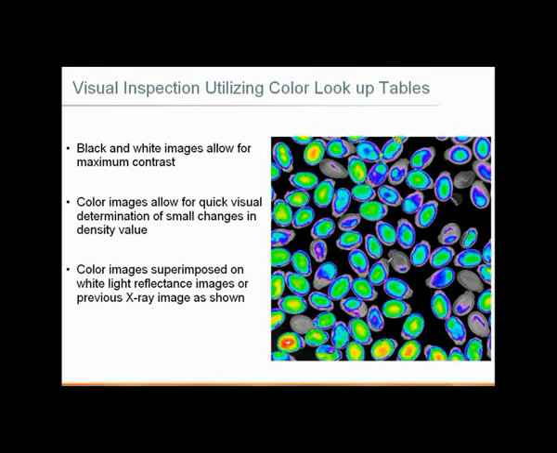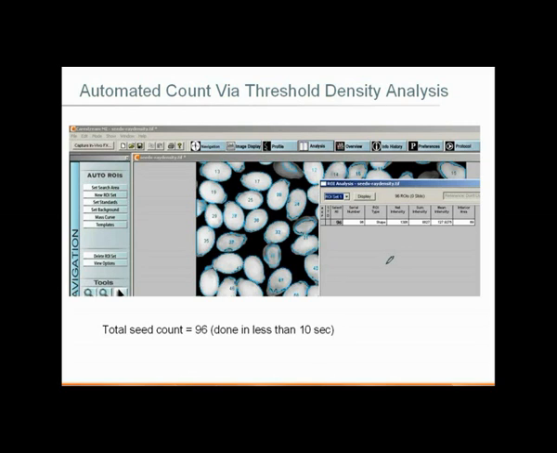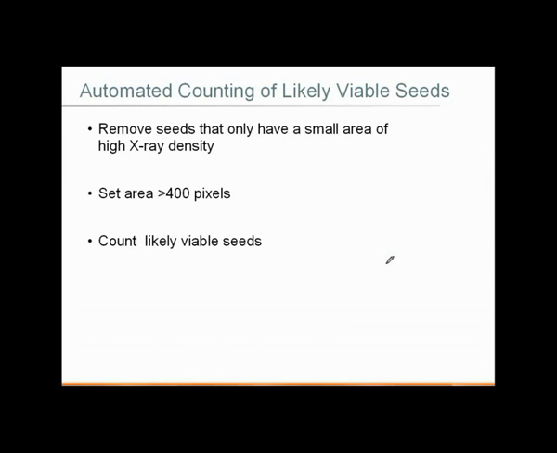More interestingly is to use the auto ROI analysis available in MI in order to count these seeds. So first, we simply set a threshold for X-ray density that allows all of our seeds, whether empty or not, to be counted. Then you have it search the area for the number of regions of interest, and it does a really nice job of counting these seeds.